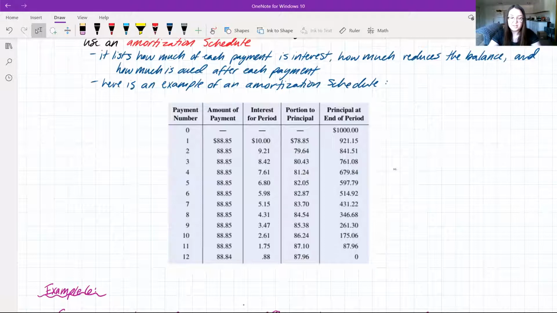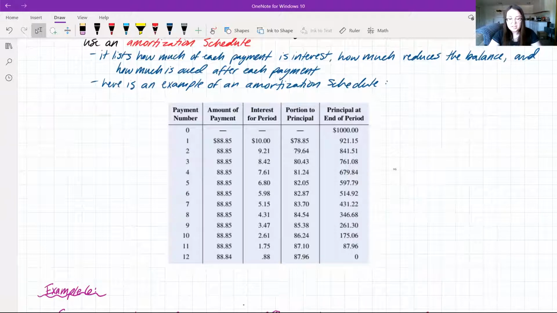So we see here that the amount of our payment in this case is going to be $88.85. Then our interest for the period is going to be $10. So $10 is going to be taken out of the $88.85 since that was the interest you gained that period. So the portion that you're actually paying towards your principal is going to be $78.85. So that's why your principal at the end of the period is $921.15.